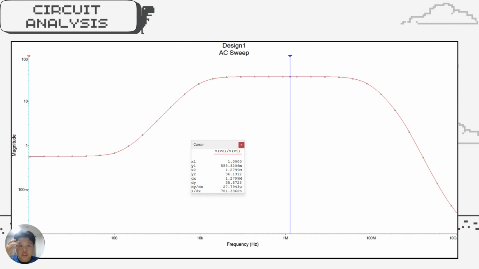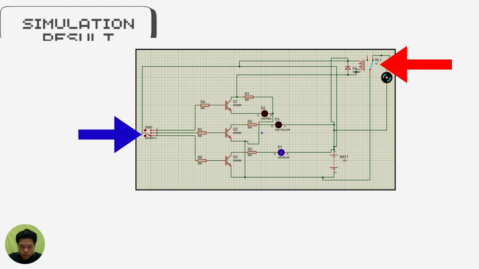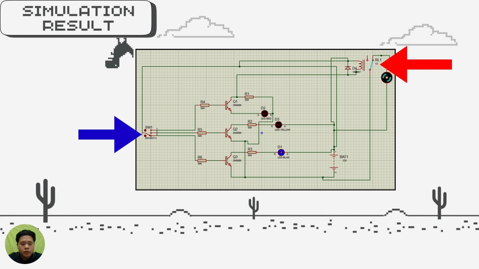Next, we simulate the AV gain. We simulate AV gain with Multisim using the DC sweep, VO over VI. We get AV is 36.13. It's approximately the same because we set AV equal to 20. This is our simulation result.